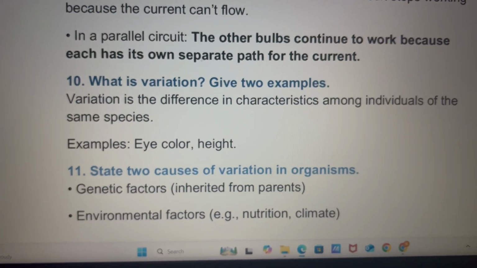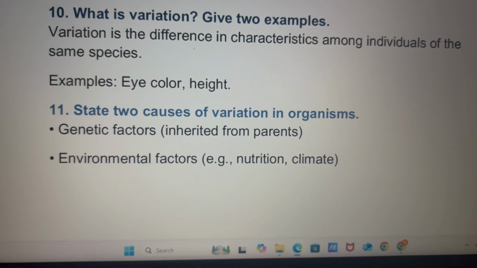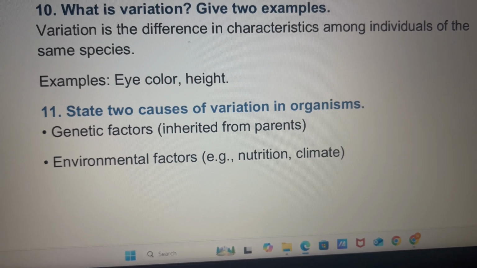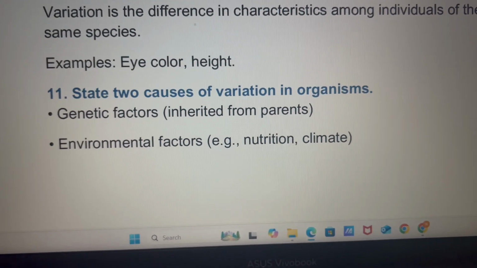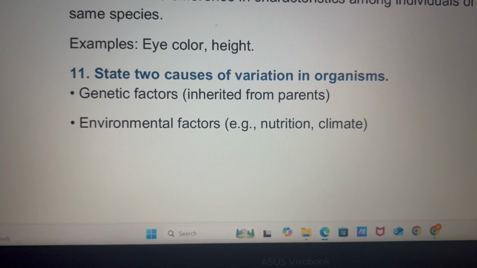The main causes of variation are the genetic factors and the environmental factors. The genes you inherit from your parents, or the organism inherits from its parents, or the environmental factors, either inside the womb or outside the womb.